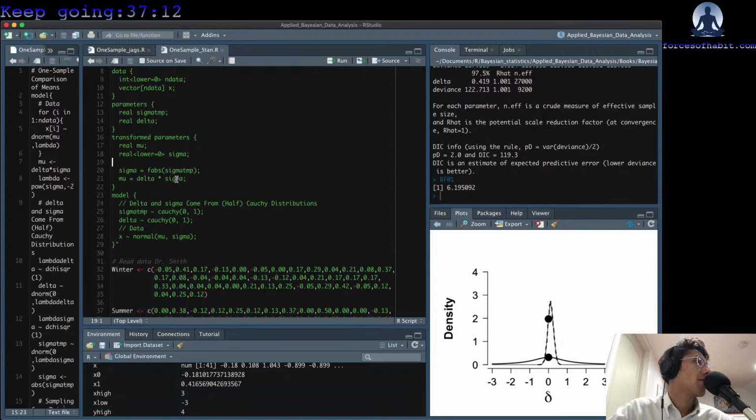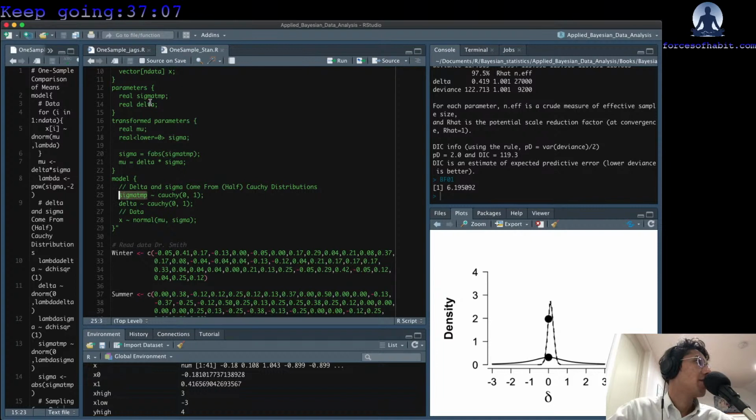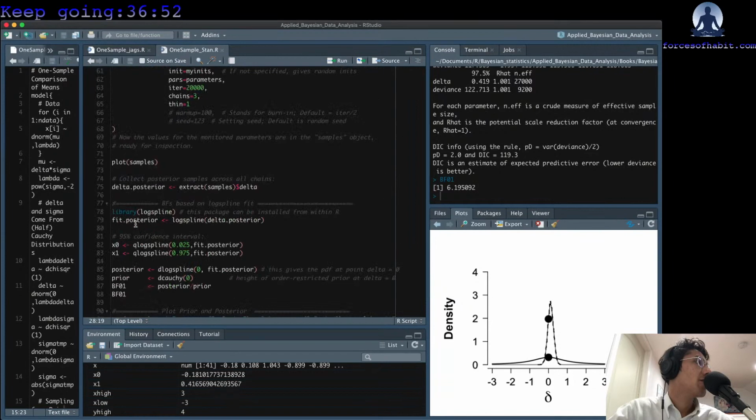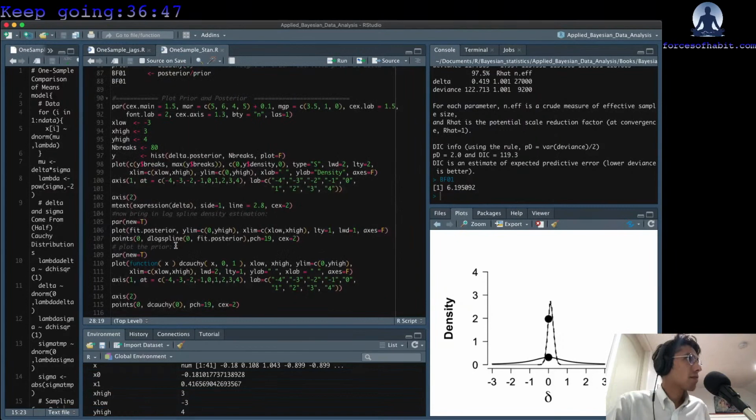And now for our model, sigma temp, specified up here, is a Cauchy. Stan has Cauchy distributions. Delta is also a Cauchy. And our data, then, we expect to be normal with mu and sigma. Pretty simple. And we do the same exact procedure.